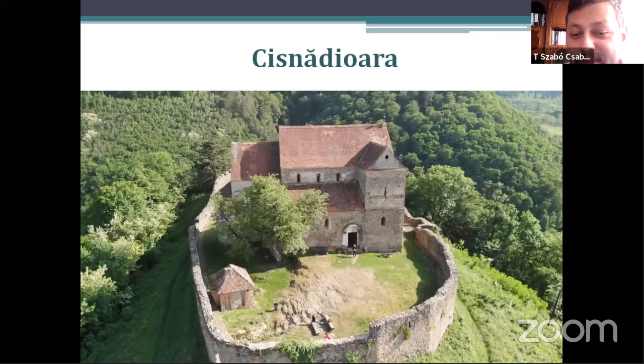1241 represents an important moment in Transylvanian history, the Mongol invasion. The Mongolian invasion, unfortunately, destroyed many of the cities and the infrastructure of Transylvania. So it is one of the big tragedies of this region, and all of these buildings you see are the few buildings which actually survived this invasion.